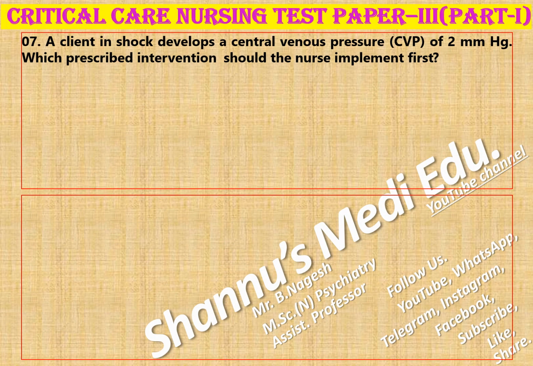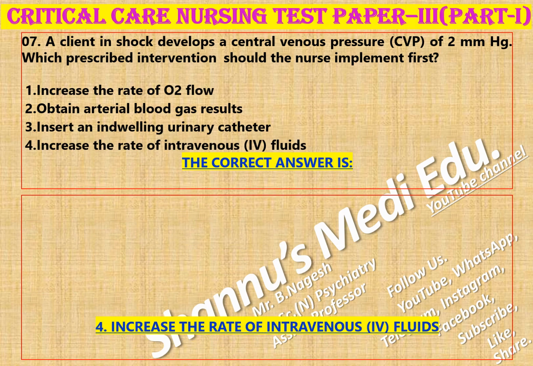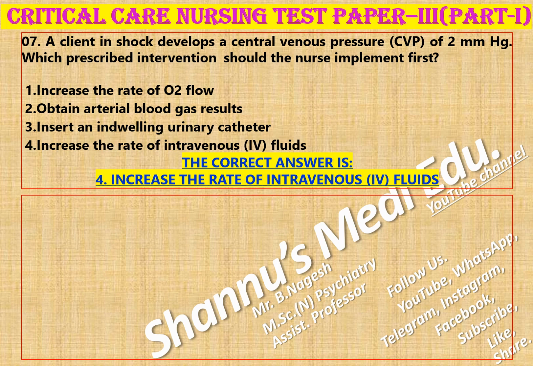The seventh question. A client in shock develops a central venous pressure (CVP) of 2 mm Hg. Which prescribed intervention should the nurse implement first? The correct answer is increase the rate of the intravenous (IV) fluids.